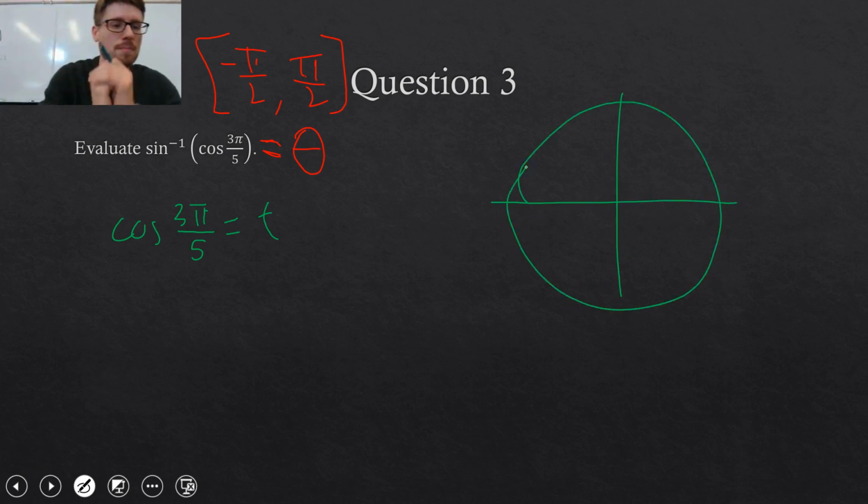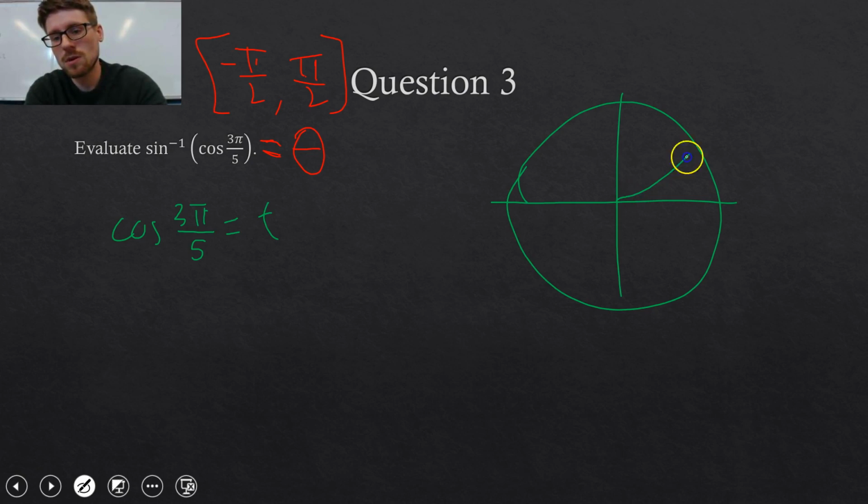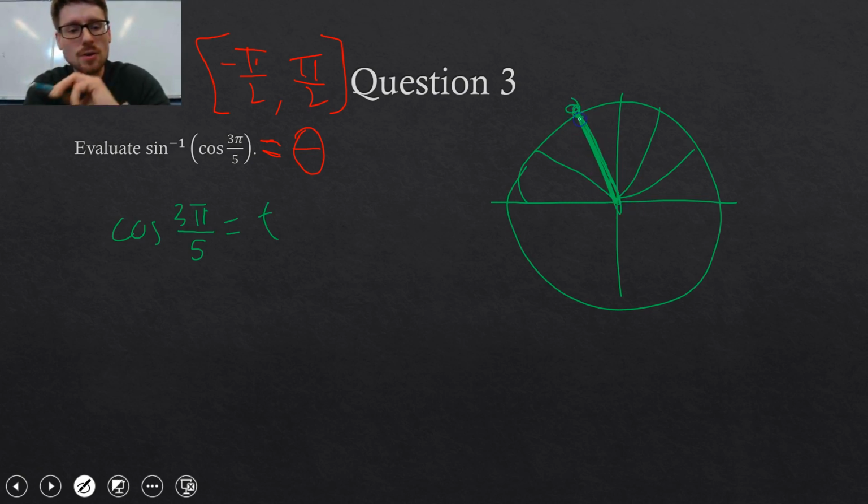Here's my diagram. 3 pi over 5 as an angle. If we were to cut up pi into fifths, we would want 3 of them. So if we cut it into fifths, that means we would have 1, 2, 3, 4, 1, 2, 3, 4, 5. And so this would be 3 pi over 5 right here. I know it's in quadrant 2. This is 3 pi over 5.